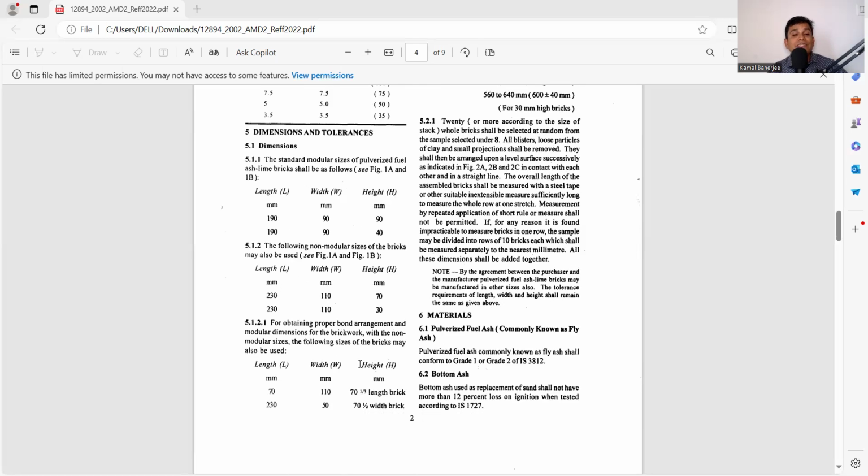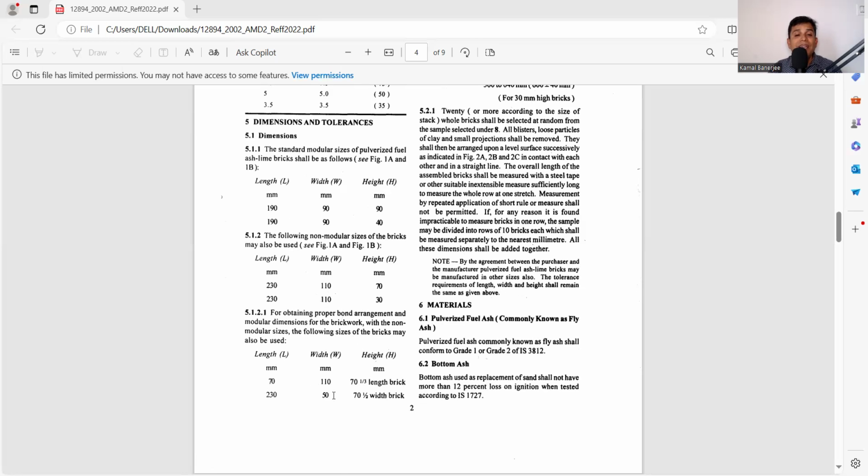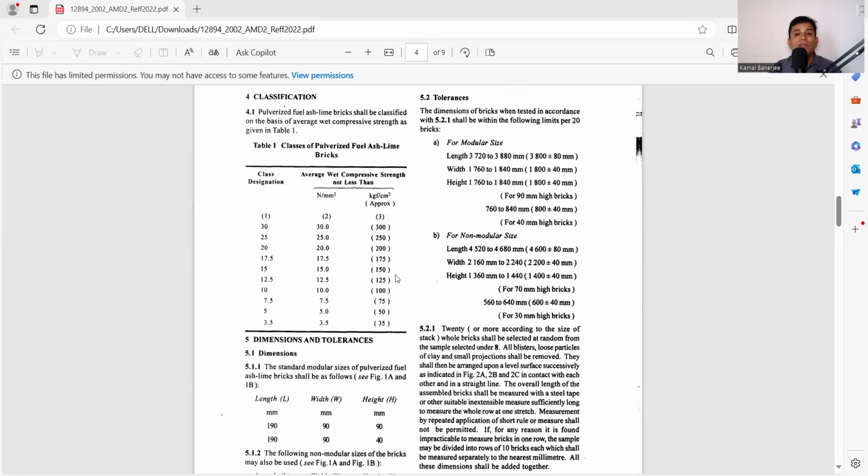Another thing it is saying is that for obtaining proper bond arrangement and modular classic dimensions of the brick with the non-modular size, the following sizes of the bricks may also be used. What are the sizes for the bond and other things? 70, 110 and 7 into 1 is the length of bricks; 230, 50 and 7.5. So these bricks can also be used.